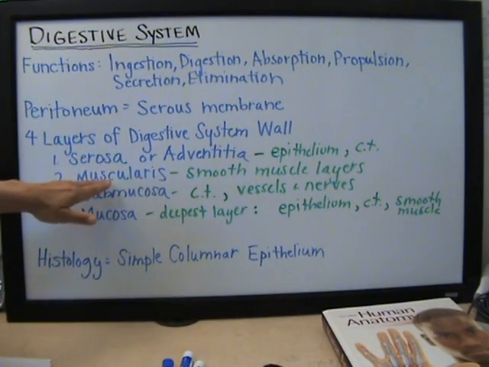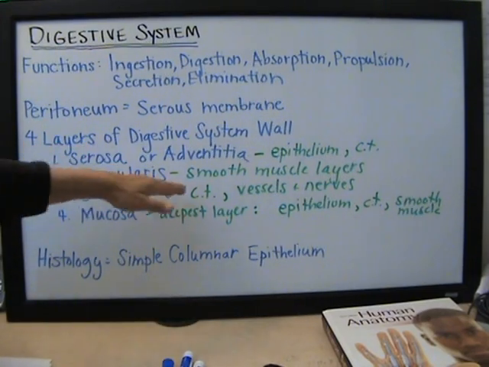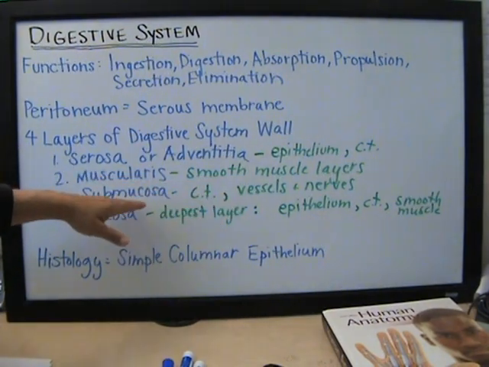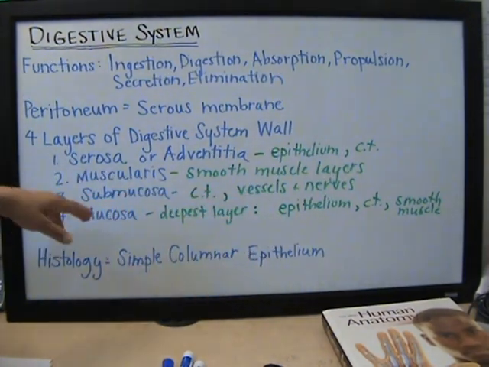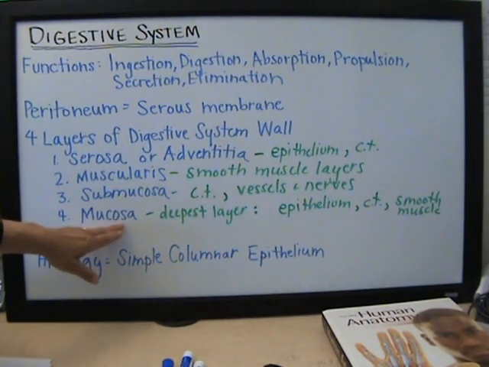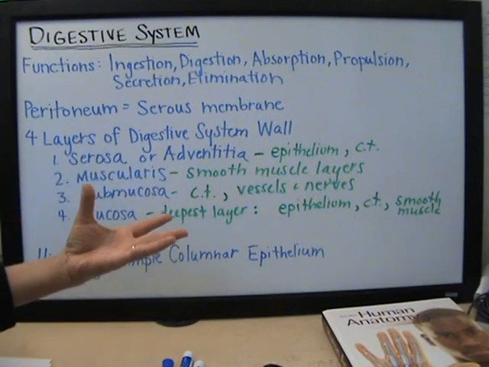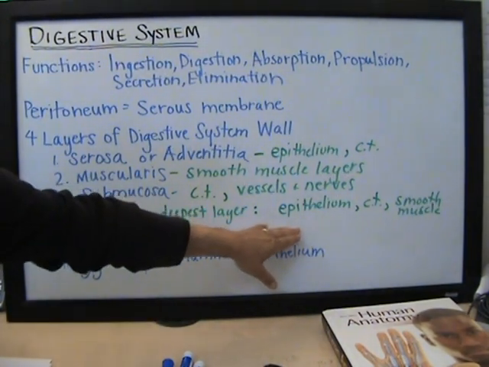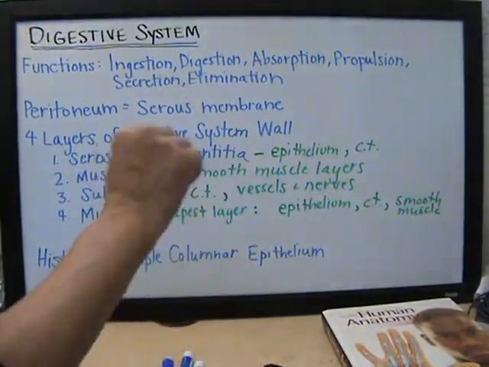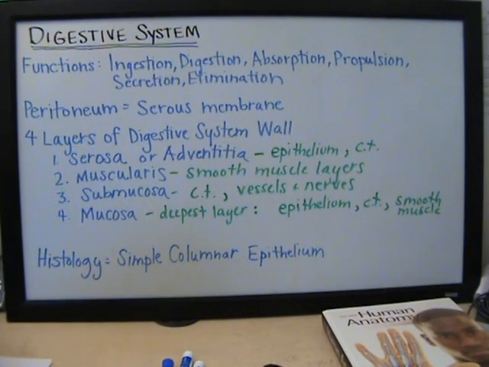Deep to the serosa is the muscularis, which is smooth muscle layers. The submucosa is next with connective tissue, and that's where the majority of the vessels and nerves are located. And then we have the deepest layer, the one closest to the lumen, or the inside, called the mucosa. And that's made up of epithelium, connective tissue, and a thin layer of smooth muscle.